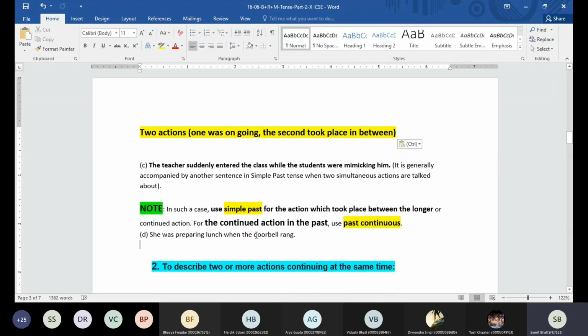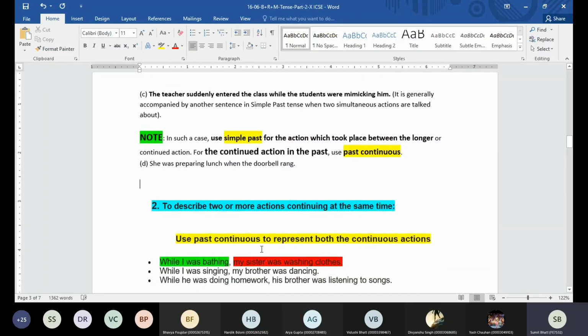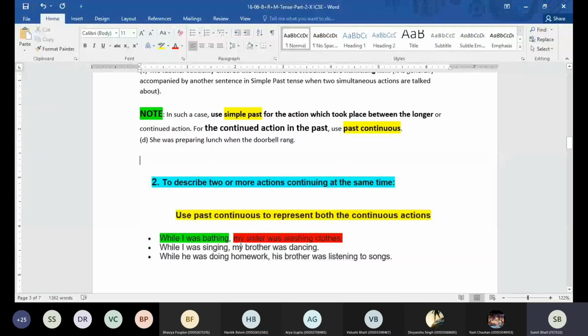Now suppose you have two actions, but both were being done at the same time, simultaneously. In that case, we can use past continuous for both continuous actions. Like, while I was bathing, my sister was washing clothes. While I was singing, my brother was dancing. While he was doing homework, his brother was listening to songs. These were two actions, both happening at the same time continuously in the past.